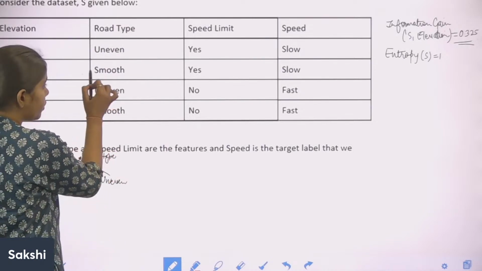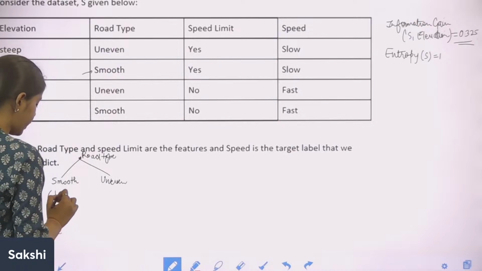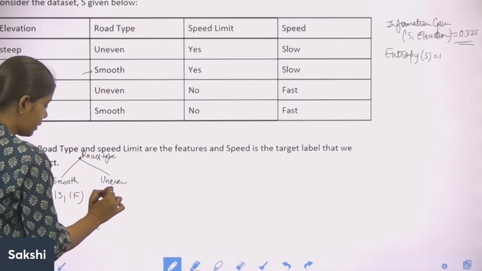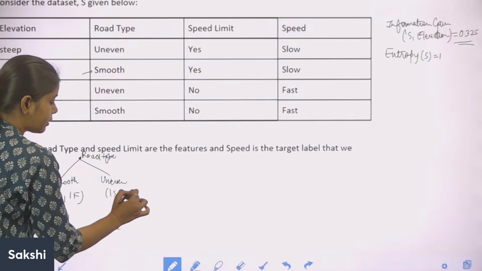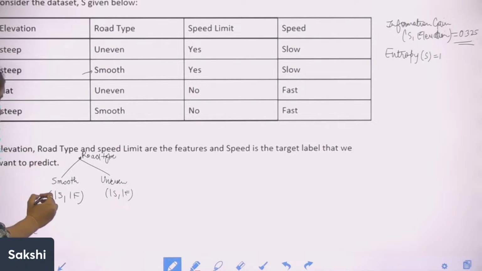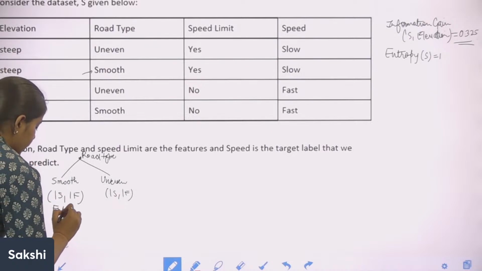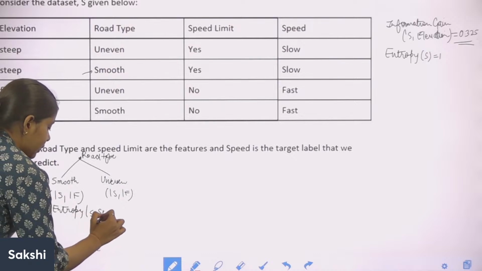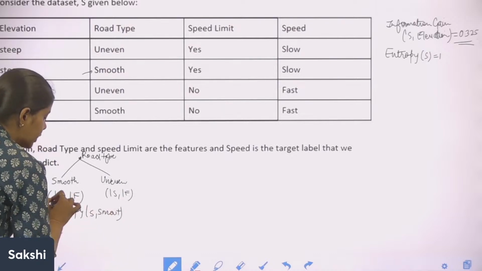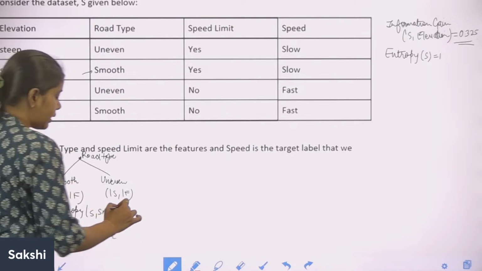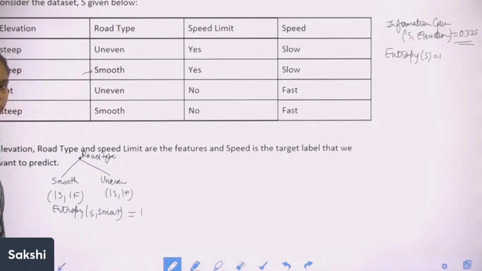So when I'm talking about smooth, I have 1 slow, 1 fast. Uneven, 1 slow, 1 fast. What would I do? I'll find out entropy of S comma smooth. Entropy of S comma smooth. And guys, you can check by yourself because it is dividing in equal parts. It is binary classification, so you would get the entropy 1.